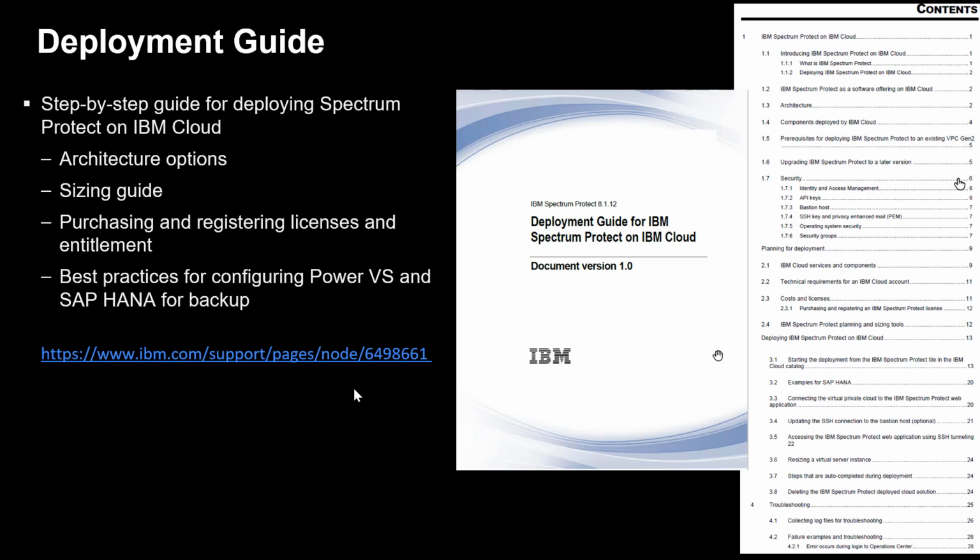A key feature of Spectrum Protect's presence in the IBM Cloud is that we actually have a deployment guide available, and this deployment guide is based upon blueprints that I'll talk about here in a minute. So this deployment guide is going to be your step-by-step guide for deploying this solution. It'll talk about the architectural options, which link back into our blueprints, and with this a sizing guide. It'll also talk about purchasing and registering licenses in order to be entitled on the IBM Cloud, and best practices for configuring Power VS and SAP HANA for backups.